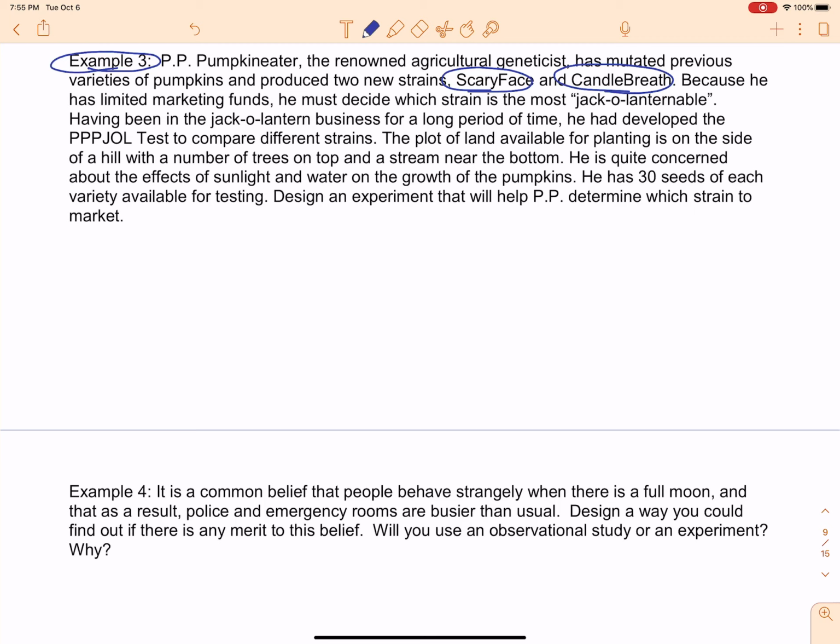So the premise here, and I will let you read this example because I don't want to just sit here and read it to you, but basically what we have here, and I want you to notice this, the plot of land he has available for planting is on the side of a hill with a number of trees on the top and a stream near the bottom. He is quite concerned about the effects of sunlight and water on the growth of the pumpkins. Anytime a problem indicates to you that there's a concern about certain things influencing what you're trying to measure, the growth of the pumpkins, in this case, that indicates that blocking might be necessary.